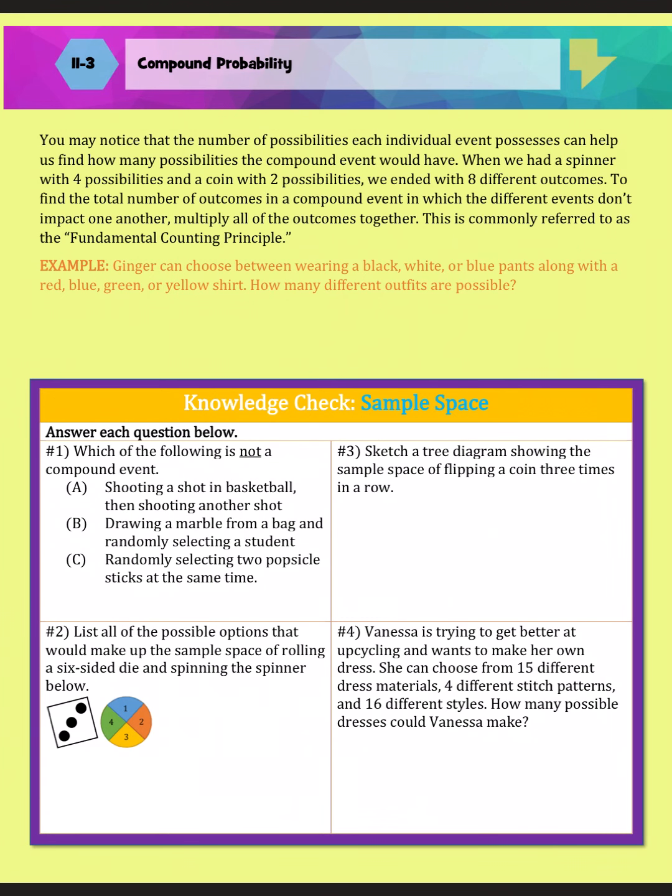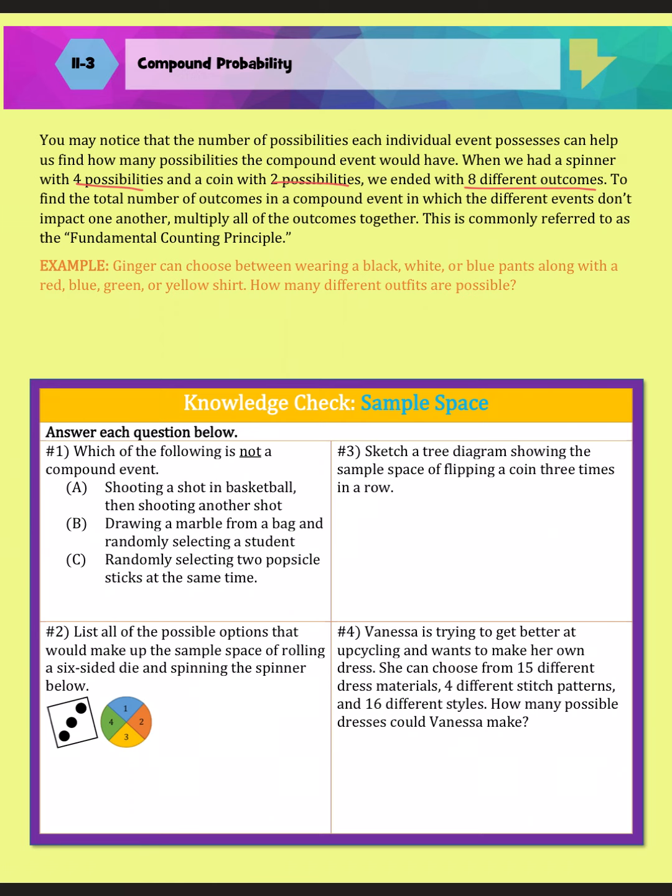You might notice, though, the number of possibilities that we have. Hold on, I'm going to read that again. You may notice the number of possibilities each individual event possesses can help us find the number of possibilities a compound event had. So we had 4 possibilities for the spinner. We had 2 possibilities for the coin, and we ended up with 8 different outcomes. What we really do is we just multiply them together. 4 times 2, there's 8 different options.